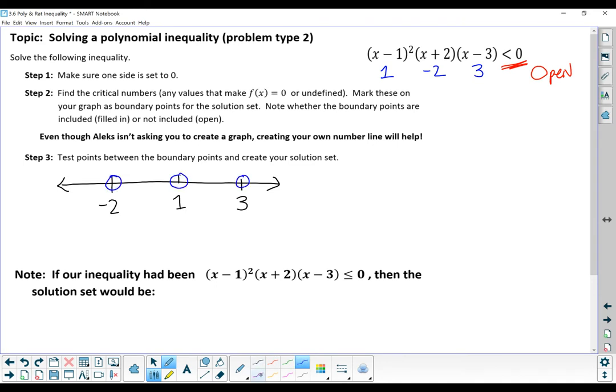We need to test each region. So in this first region over here, we're going to test a -3. And again, we just have to worry about the signs. This first factor is squared, so even if this ends up being a negative number, it's squared, so it's going to be positive. -3 plus 2 is a negative number, and then -3 minus 3 is also a negative number. Our question is, is that less than 0? And this is a no. It's not less than 0, so we don't shade the first region. The next region right here includes 0.